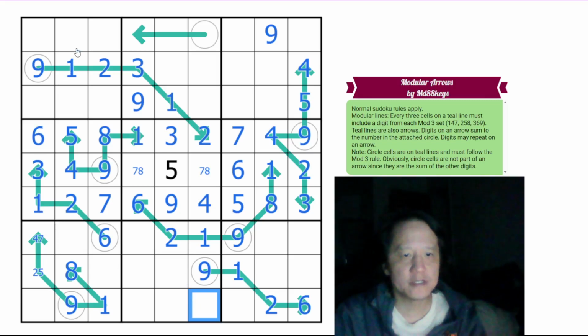We have 6 digits in column 2. The remaining digits are 3, 6, and 7. And this can't be 6, so this is 3 and 7 here. This is 3, 6, 7, 3, 6, 7.